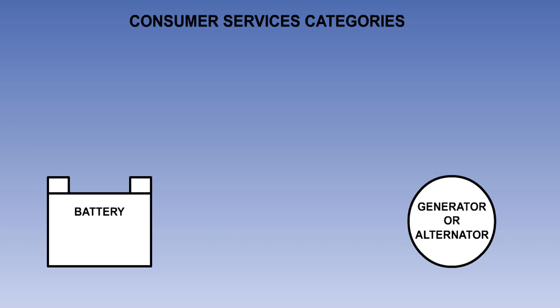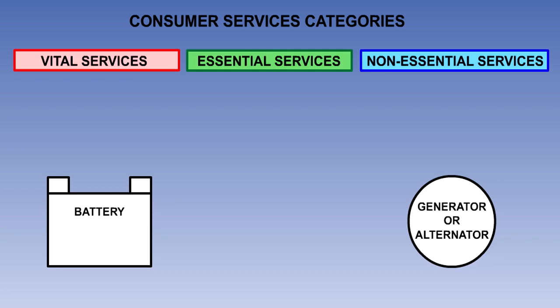In order to decide which services are fed from which busbar, it is usual to categorize all consumer services or loads by their importance. Services are usually split into three groups, known as vital, essential, and non-essential services.